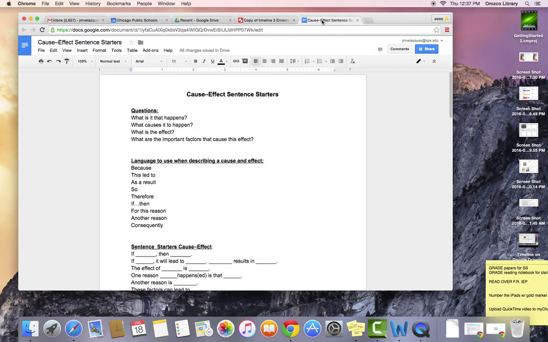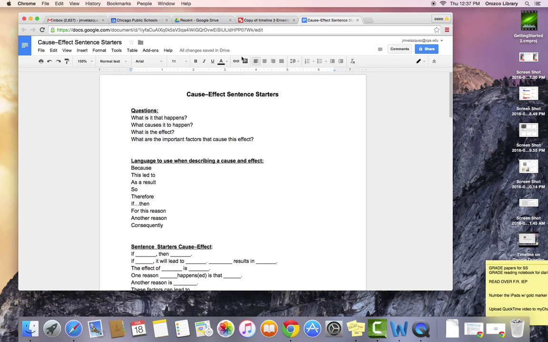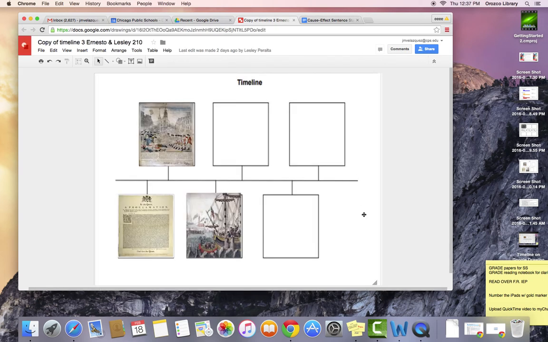And so the hope is that this document helps you think about the causes that eventually led to the American Revolution. So here are some questions to think about as you think through your timeline. What is it that happens? Well, the American Revolution is what happens. What causes it to happen? And this is where your images, the events you chose, come into play. And then you have the question, well, what is the effect? Well, the effect is the American Revolution ultimately occurring because of all these causes, all these events.